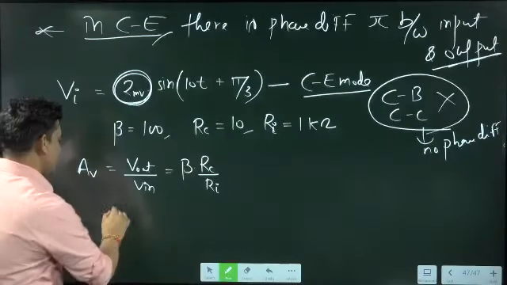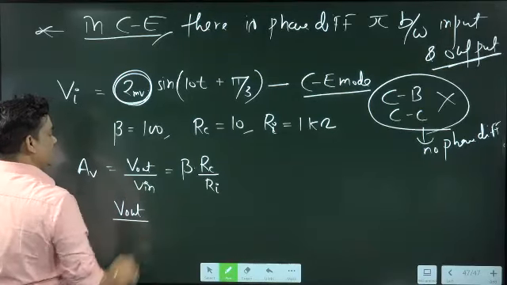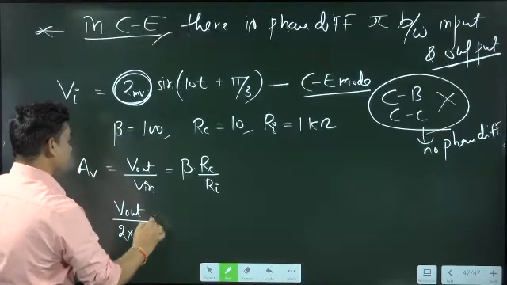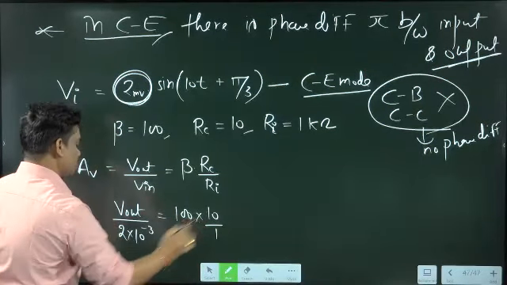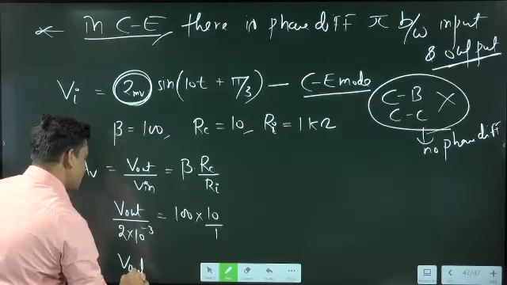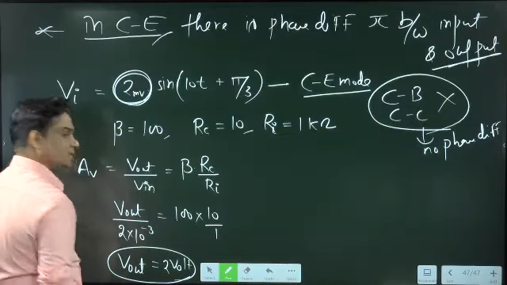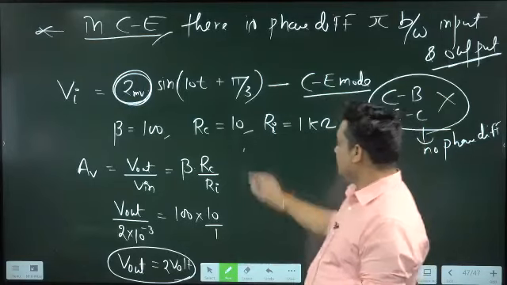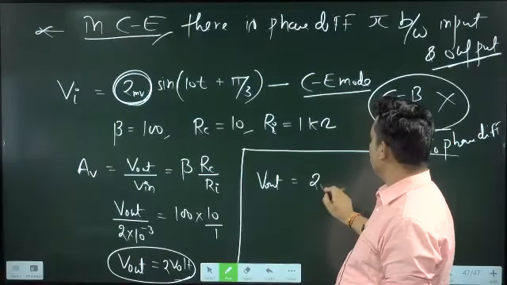Now here we have to find V output divided by V input. Input will be 2 millivolts, so 2 into 10 power minus 3. Beta is 100, and this is 10 divided by 1, so this is 10 power 3. How much is the output voltage? Output voltage is 2 volt. Now the output signal V out will be equal to 2 volt.